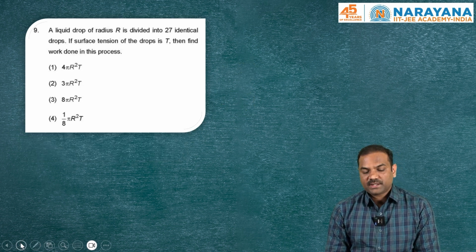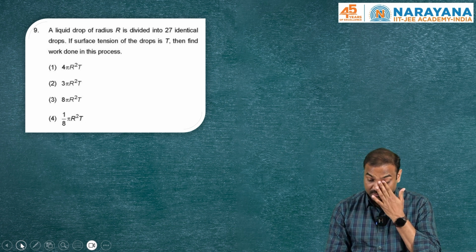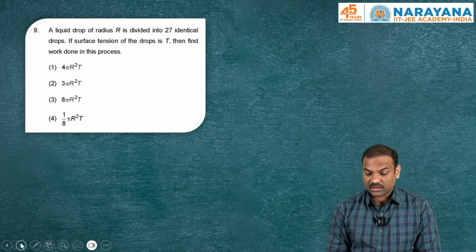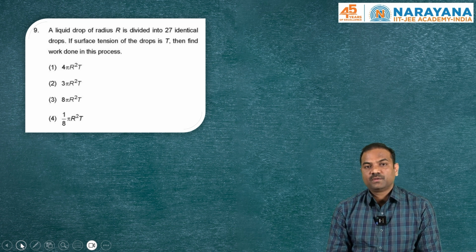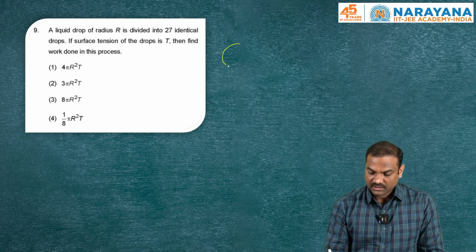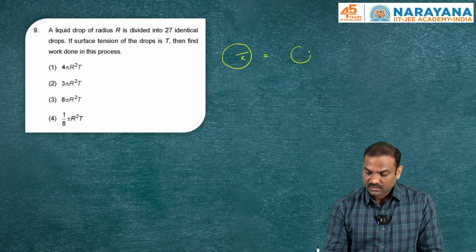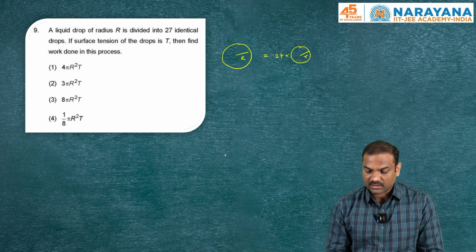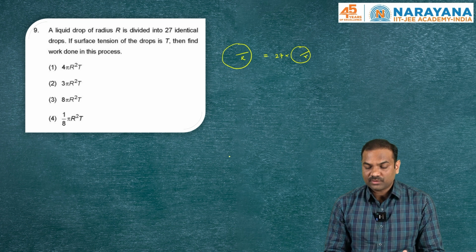So here we go with the next question, the ninth question. A liquid drop of radius r is given. One drop is divided into 27 identical drops. Surface tension is given. Then they are asking what is the work done in the process. So if I take the one drop of radius r, it is going to be divided into 27 drops. Then what would be the radius of the new drop?